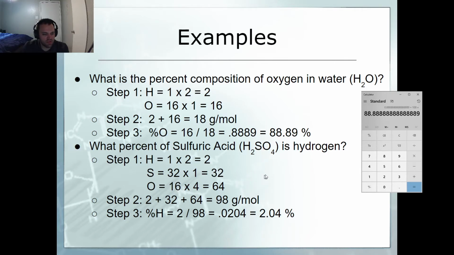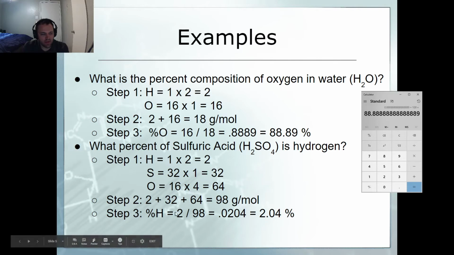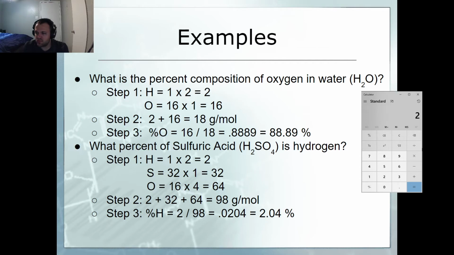Then oxygens weigh 16, and there are 4 oxygens, so that's a total of 64. You add all those together to get 98 grams per mole. And then your last step, because the question is asking about hydrogen, you're going to take this mass of hydrogen, 2, divided by the total molar mass. So 2 divided by 98, and then multiply that by 100. So that's 2.04%. Right? So overall, not too bad.